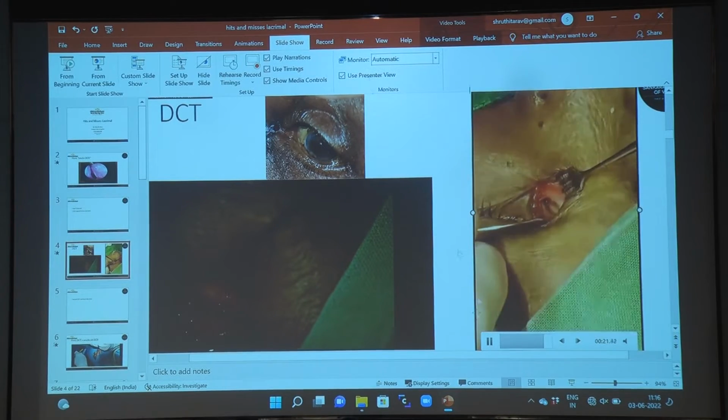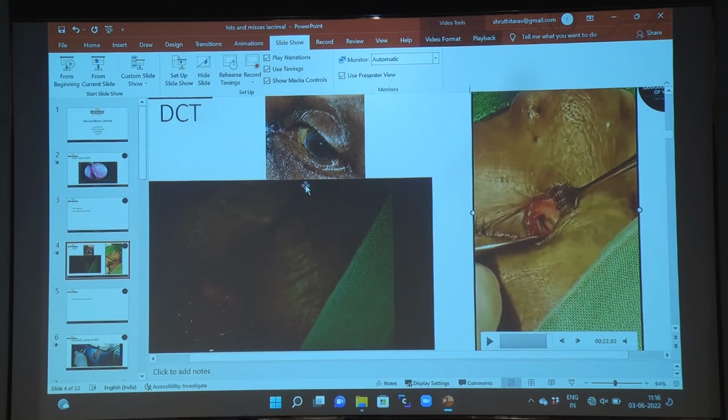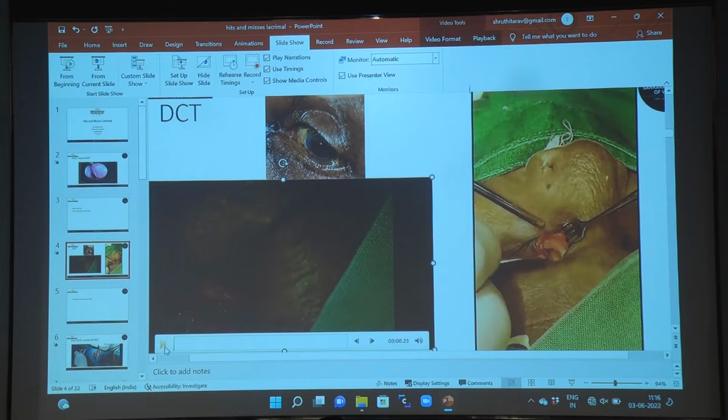Now this was another patient who presented with a fistula kind of a thing here. It was an opening, and through this I could see the sac, and it was filled with ointment. I did a complete DCT here. What probably would have happened is they have removed one wall of the sac and the other wall was still intact. So a complete DCT was done.